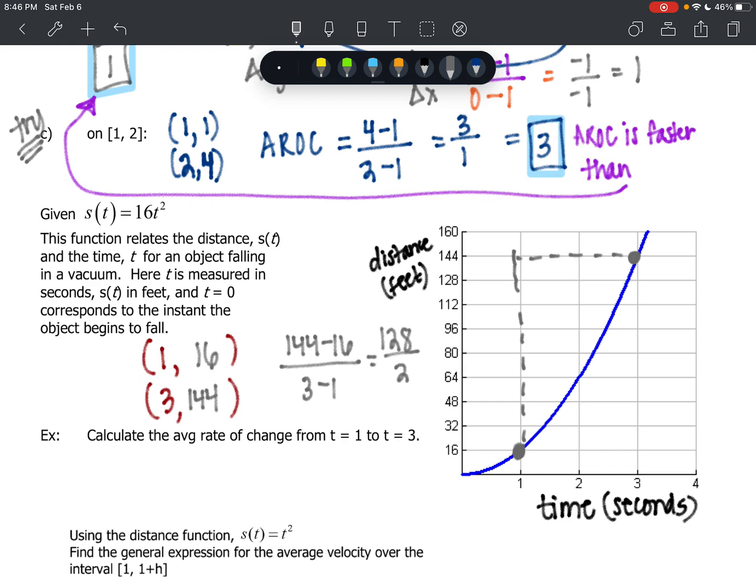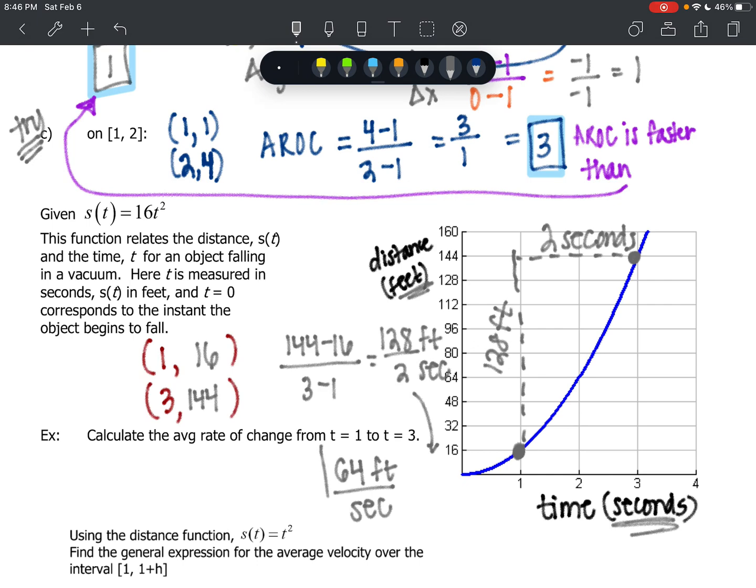But the problem with saying 64 is that we've got words associated with this. So 128 was a change of 128 feet. And 2 was a change in time, that was 2 seconds later. So 128 feet over 2 seconds does indeed reduce to 64 feet every 1 second. And that's your average rate of change from time equals 1 to time equals 3. You must label your numerator and your denominator.